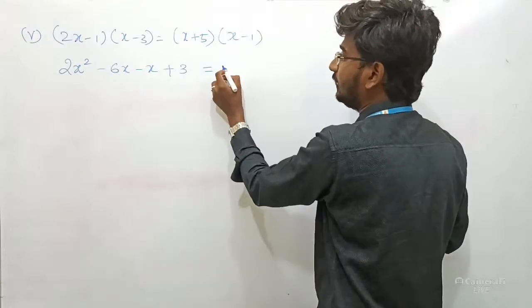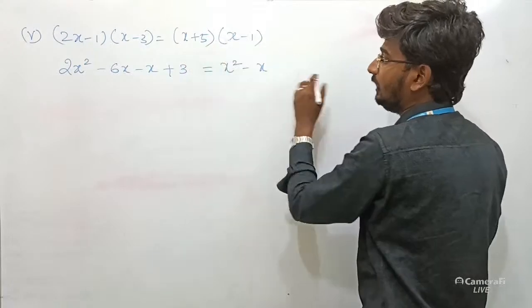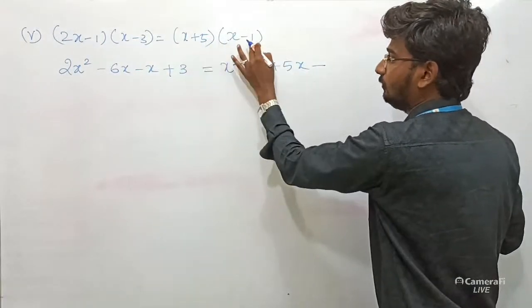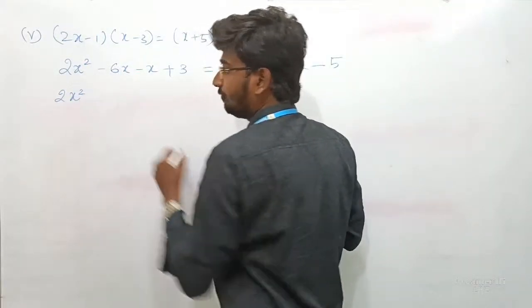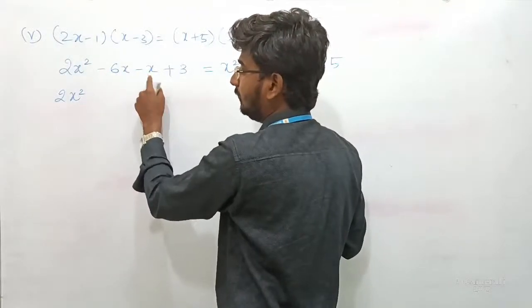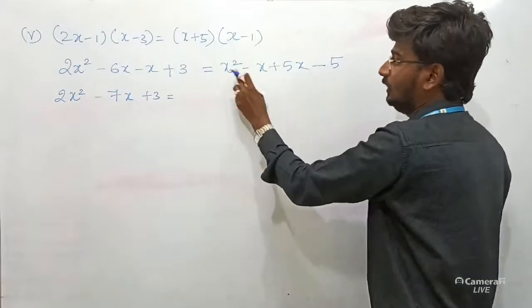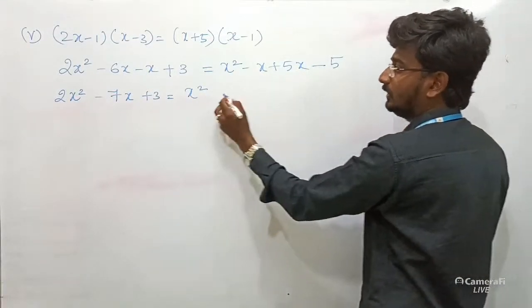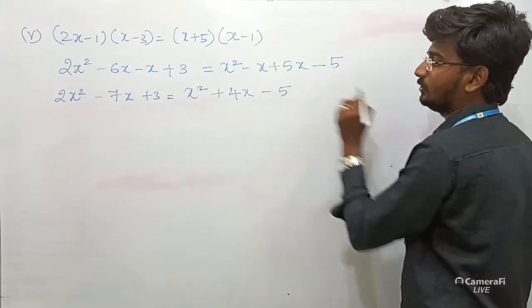Is equal to x into x square, x into minus 1 is minus x, plus 5 into x is plus 5x, plus 5 into minus 1 is minus 5. 2x square as usual, minus 6x minus x is minus 7x, plus 3, is equal to x square again as usual, minus x plus 5x will become plus 4x, again minus 5 as usual.